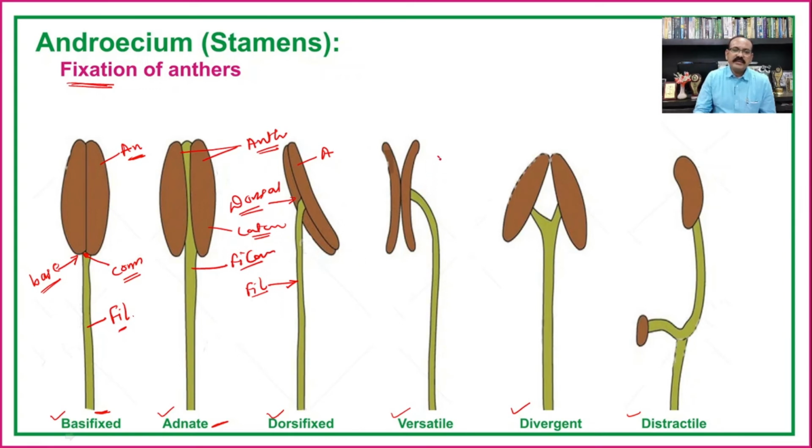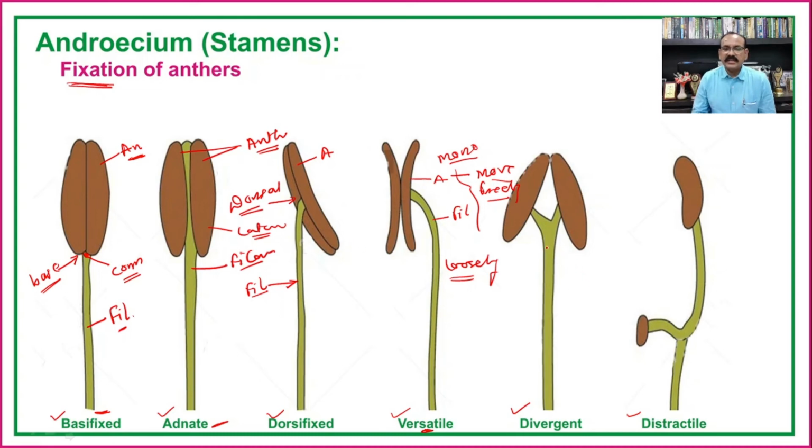But in many monocotyledons, the anthers and filaments are loosely attached, and because of that these anthers can move freely. Such a type of arrangement in which the anthers can move freely on the filament because of the loose attachment is known as versatile type of the fixation.